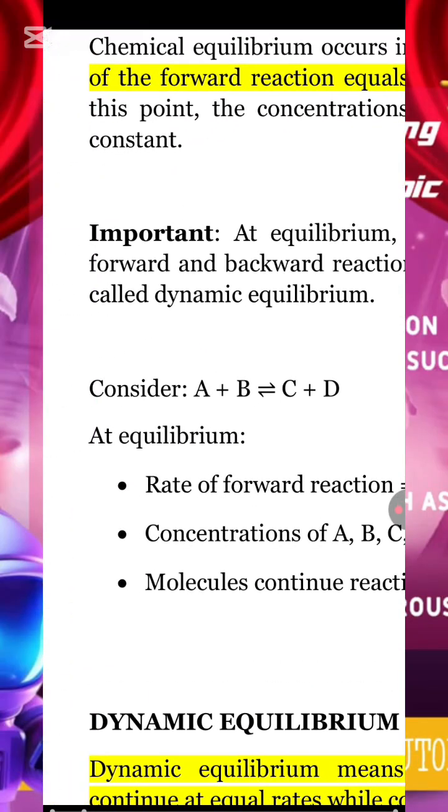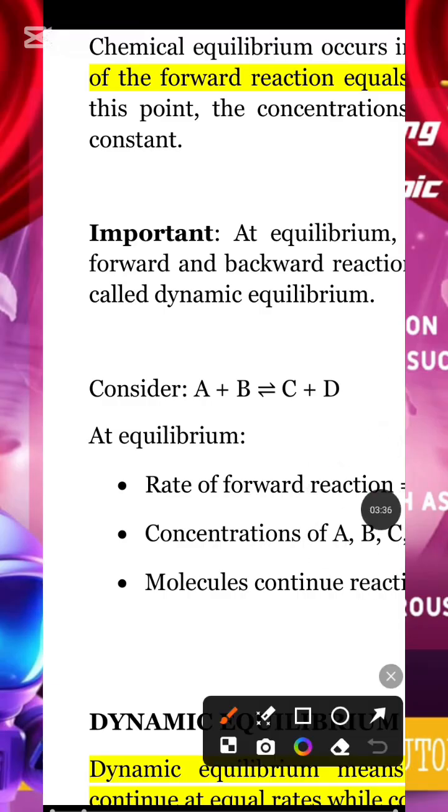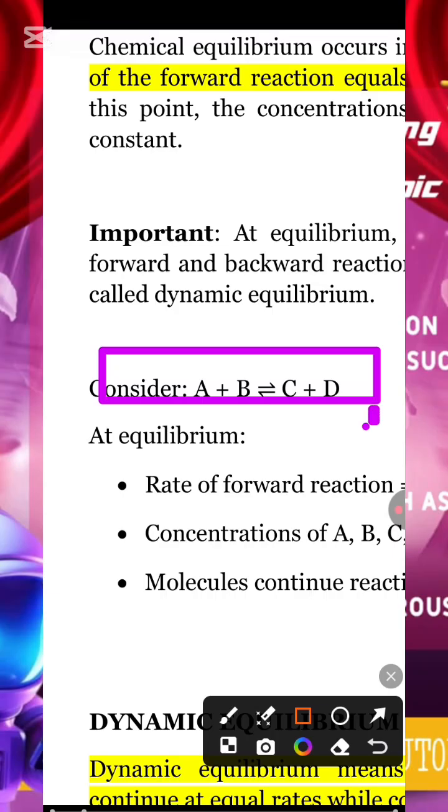Now consider this equation right here and observe. You can see A plus B is combining to form C and D. And at the same time, C and D is also combining to give us A and B. Now, what does this actually mean? Take a look at the middle. You will observe the kind of sign that is used.